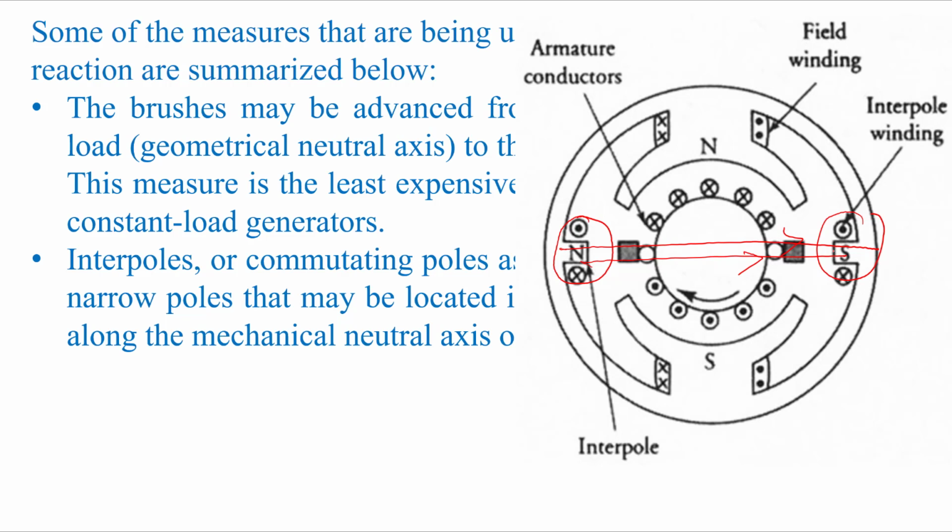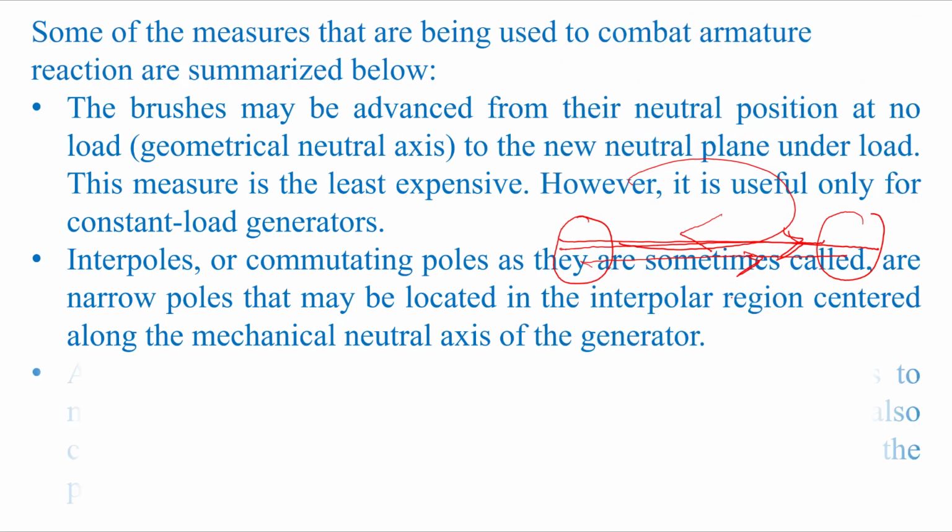Same magnitude, therefore it will be easy to counteract the same amount of flux produced by the armature, right? So now the armature produces in this direction, and this will produce in the opposite direction, so it will counteract the flux produced by the armature. Now we need to change the brush position because the neutral plane will remain as it is, right?